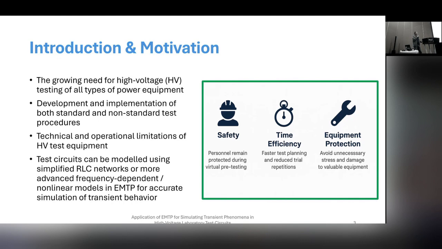And we found out that if we model, even if we use some simplified, let's say, RLC circuits, or in some cases in EMTP we can use more advanced frequency-dependent and nonlinear models, then we can see what will be the real response of our test circuit. And at the end we can confirm it with measurements.